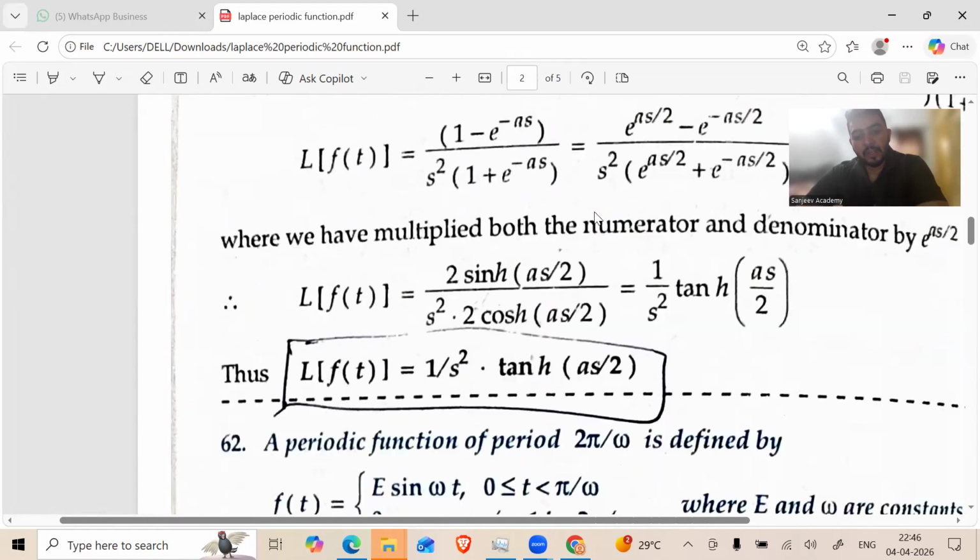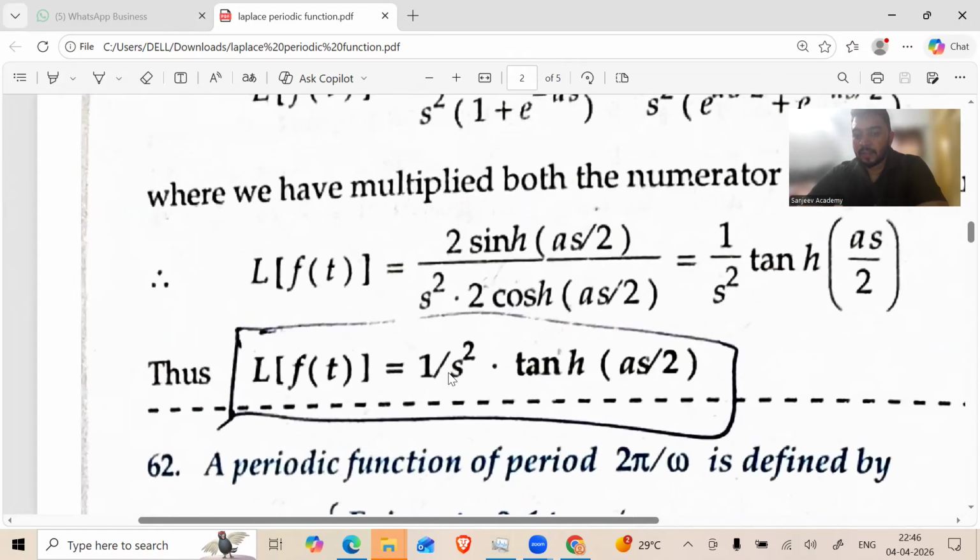Now, since I already know the answer, 1 by s square tan h s by 2, write down that: 1 by s square tan h s by 2. Then common sense we have to use now. What is tan h? Sin h by cos h, correct? Put sin h as s by 2, cos h as s by 2.